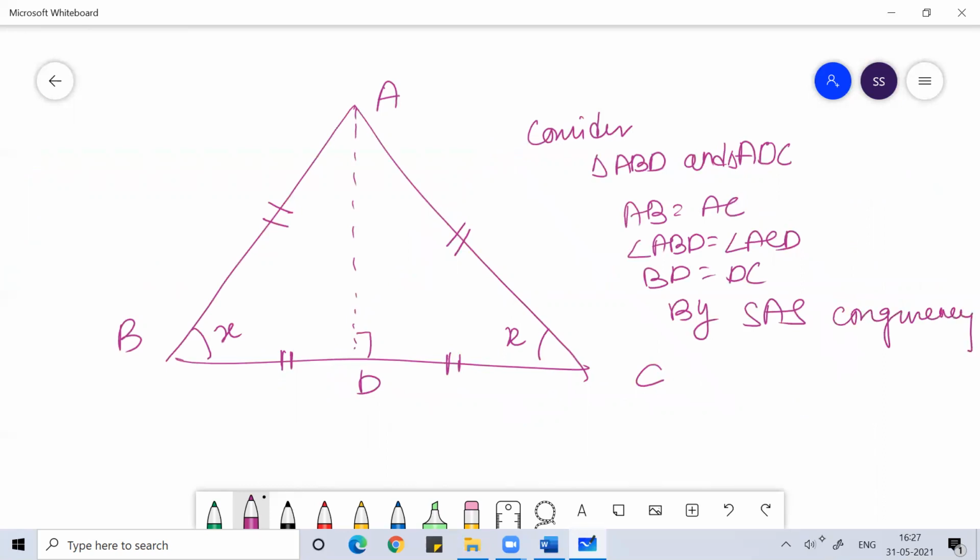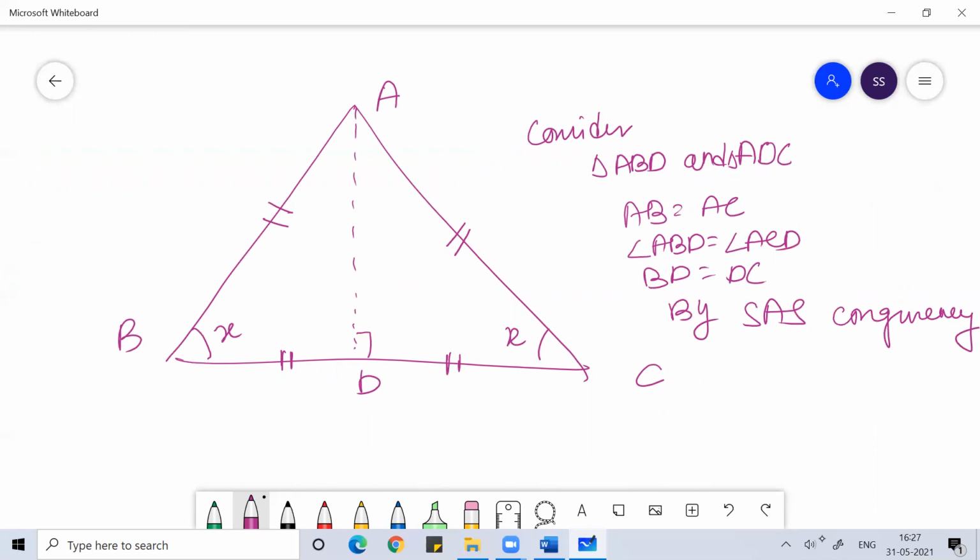Yes, sir. Congruency, similarity. We studied all this in 8th standard. If you don't know, I'll teach you. You don't need to worry. You studied, no? Pakka. So congruency. Yes, sir. Side angle side. Yeah, of course.